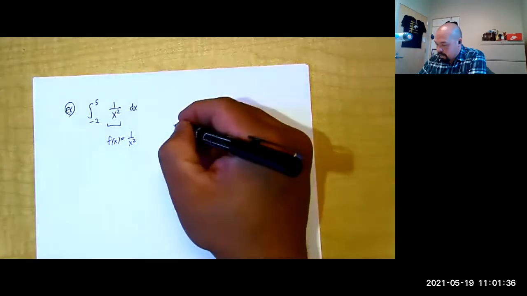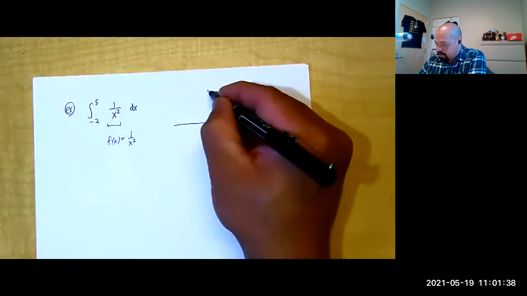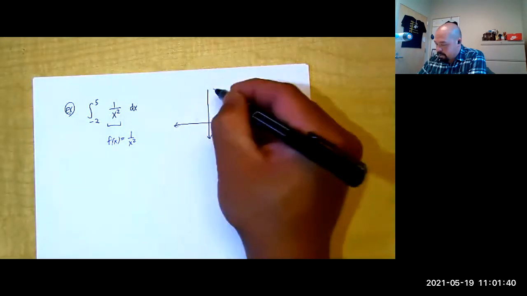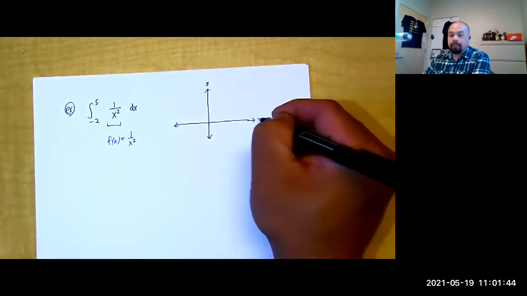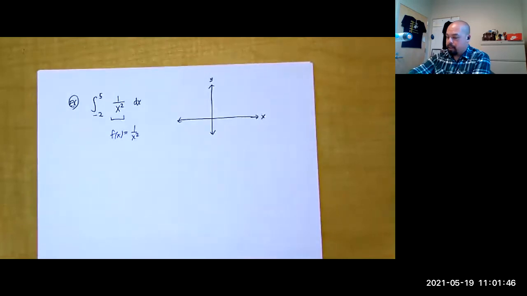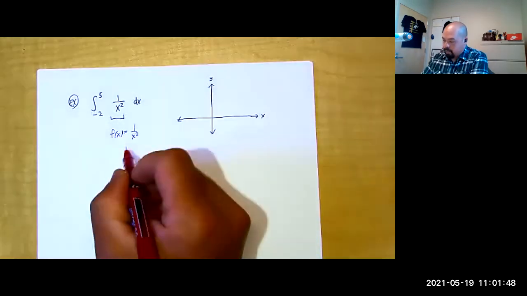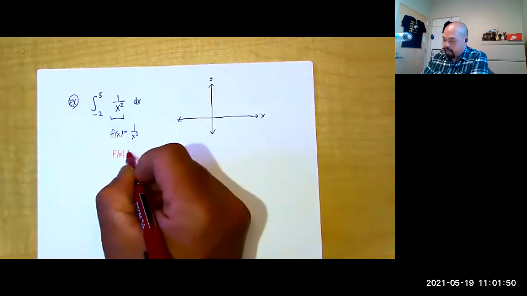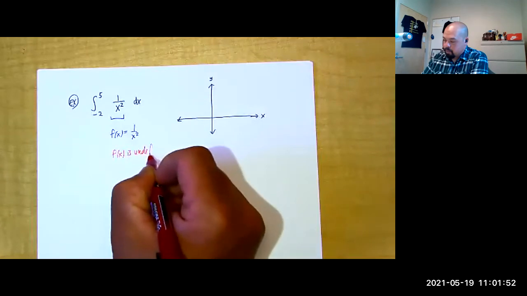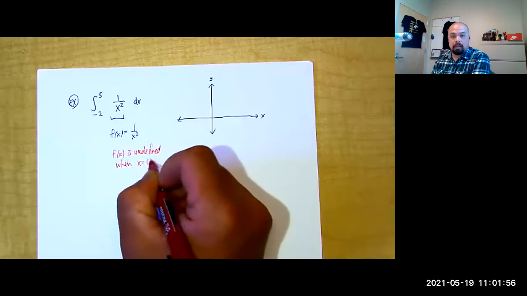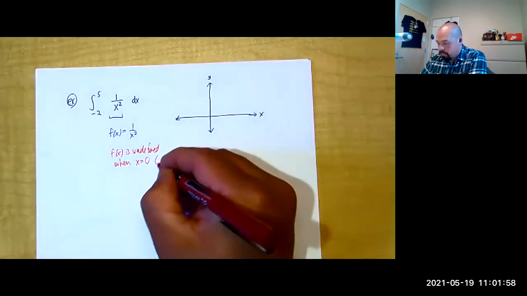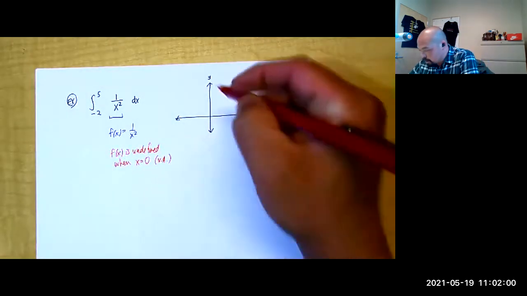So in this case, my f of x is 1 over x squared. And if we think about this graph, notice f of x is undefined when x equals 0. We're going to get a vertical asymptote.